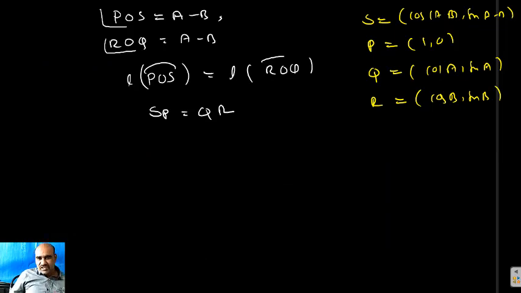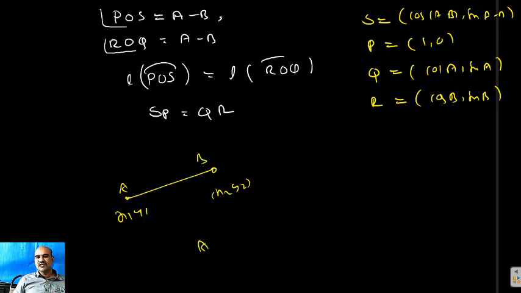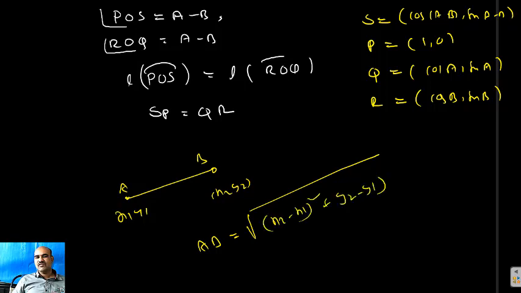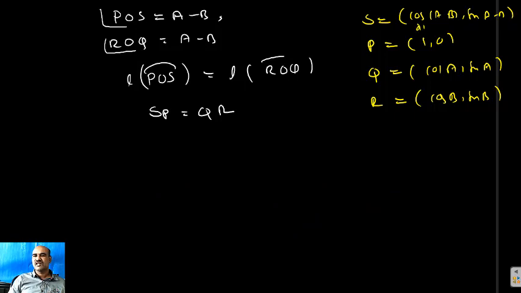Okay, now SP means distance between S and P. You know how to find the distance between 2 points. x1, y1 is one point and x2, y2 is another point on the coordinate plane. So this is A, this is B. You want to find distance between those 2 points, that is AB, is nothing but x2 minus x1 whole square plus y2 minus y1 whole square. I want to find distance between S and P. Okay. So what is the formula? x2 minus x1 whole square plus y2 minus y1 whole square.